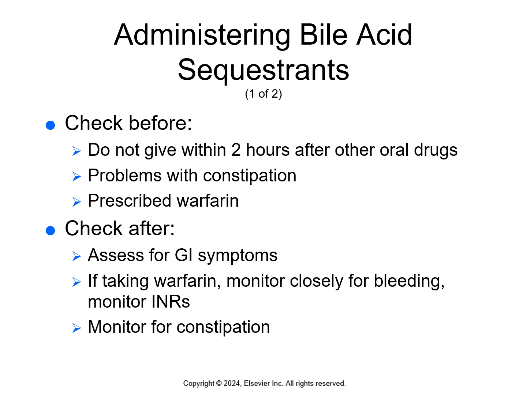We also want to see if there's any problems with constipation, because these can cause constipation. After, we want to assess for constipation and other GI issues like bloating, gas, nausea, and vomiting. If the patient takes warfarin, we need to monitor closely for signs of bleeding and monitor INR, which we'll talk about more in chapter 20. Some signs of bleeding are easy bruising, clammy skin, paleness, dizziness, increased heart rate, decreased blood pressure, shortness of breath, and confusion.